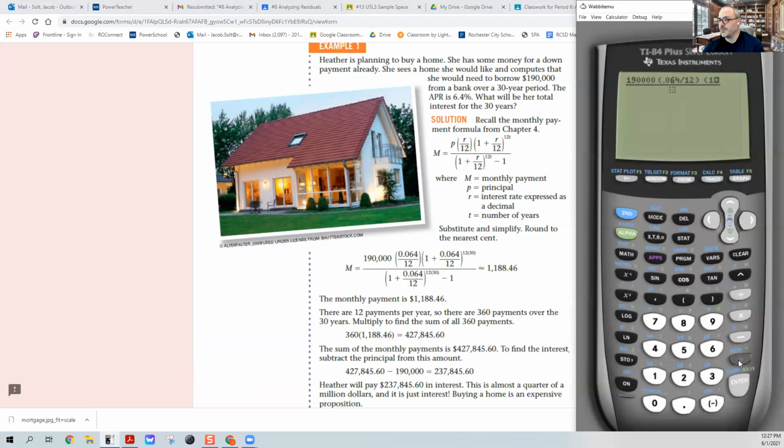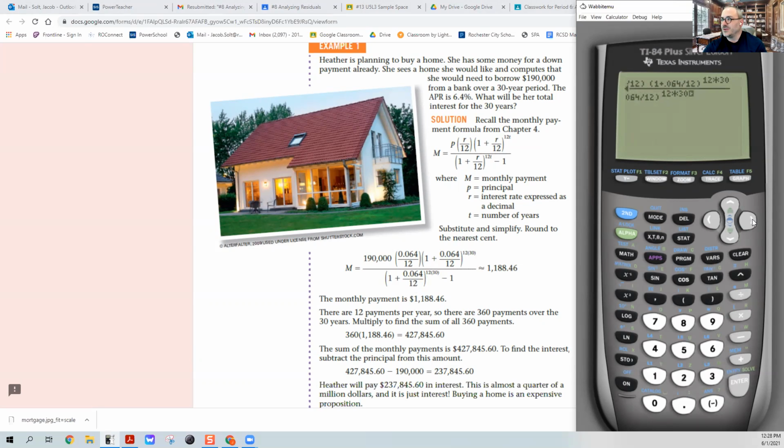New parentheses, 1 plus, I'm just following the equation here, 0.064 divided by 12. Closing that parentheses off. Using the caret button to raise it to the power of 12 times 30. 12 times 30. All right, got the numerator done. Dropping down to the denominator with a down arrow. Parentheses, 1 plus 0.064 divided by 12. Closing off the parentheses. Raise to the power of 12 times 30, which is really 360.